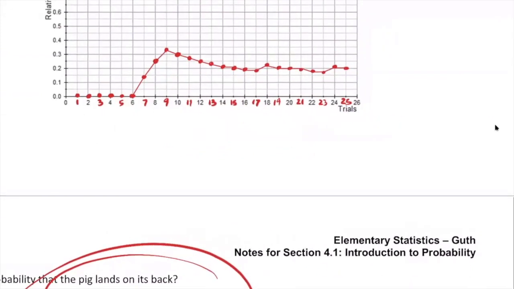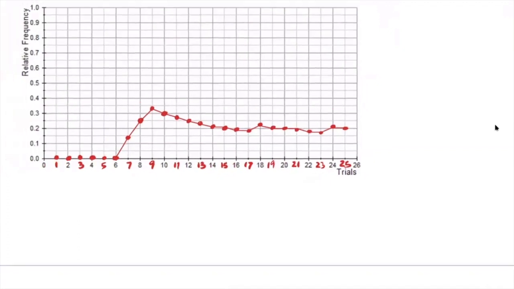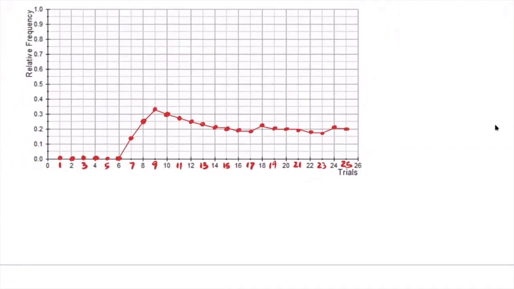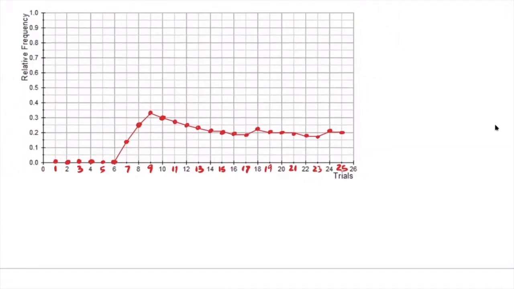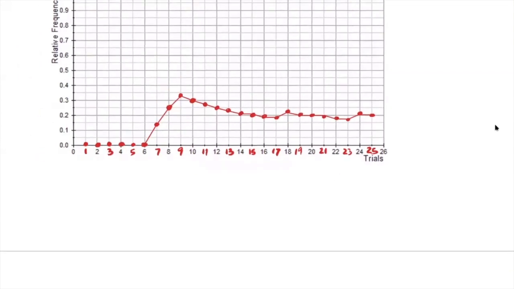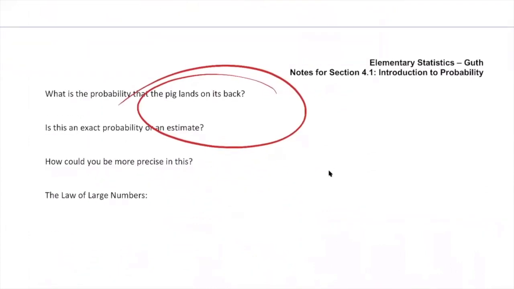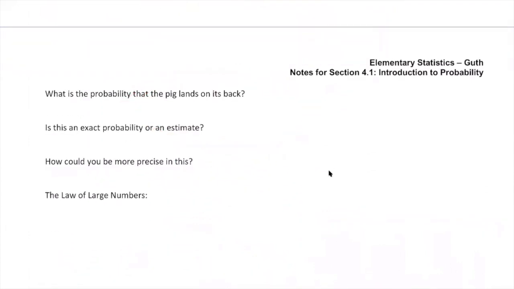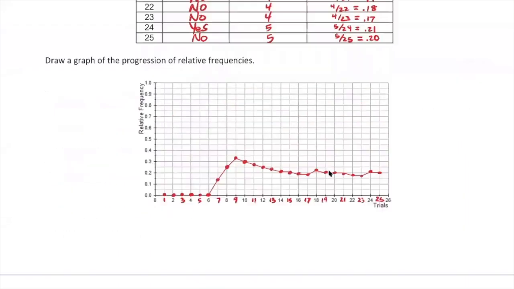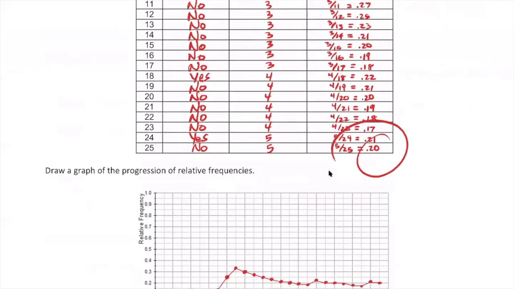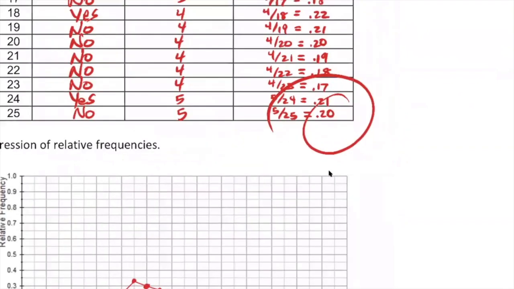Now, to me, some of you probably got in the 30% range. I got close to 20%. Last time I did this, I got 32%. But today, I'm closer to 20%. I actually feel better about the 20%. So I'm just going to guess around 0.20, because that's the last relative frequency I got way up here in the table. I got 20% toward the end, and that seemed to be sort of stabilizing.